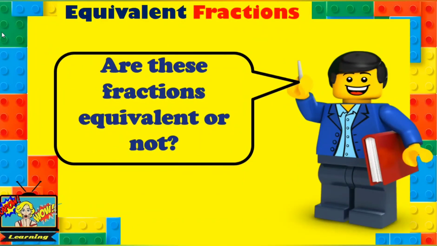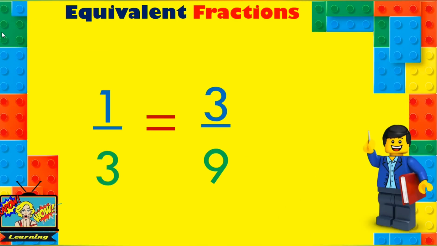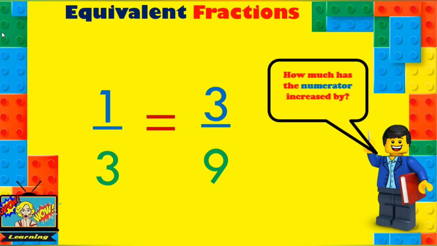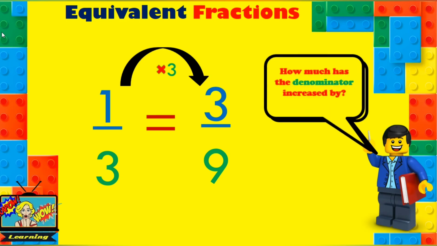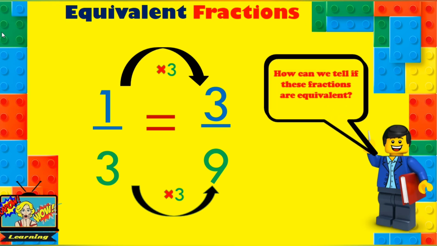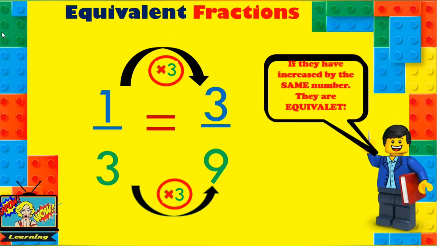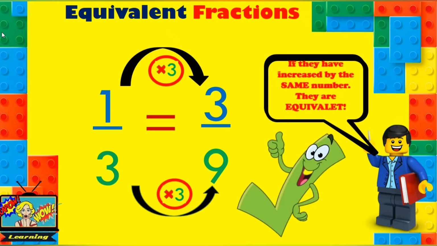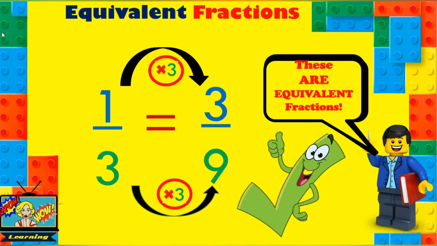Right. Can you find these equivalent fractions? So are these fractions now equivalent or not? 1/3 and 3/9. You can pause this and then play it to see if you got it correct. So how much has the numerator increased by? 1 times 3 equals 3. How much has the denominator increased by? Well, 3 times 3 equals 9. How can we tell if the fractions are equivalent? Remember? Yes, if they have increased by the same number, they are equivalent. So, yes, these are equivalent fractions.